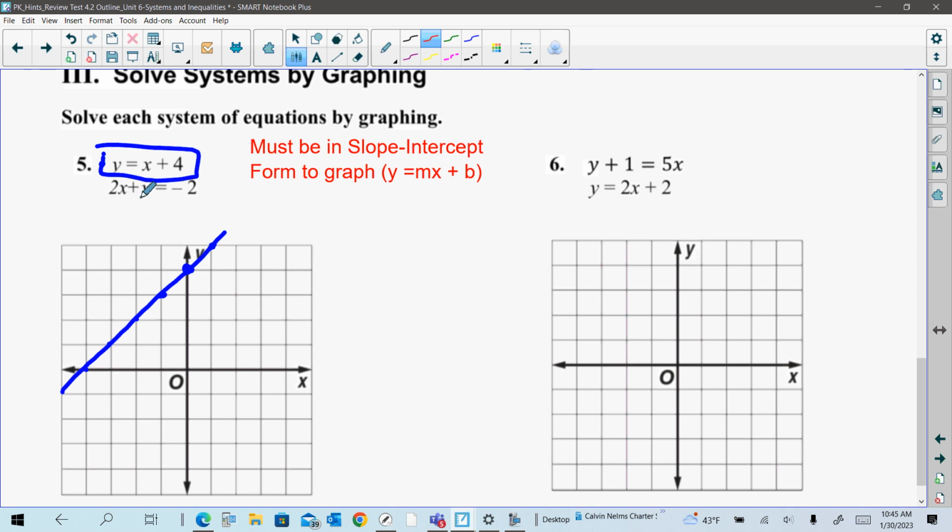Now for the second equation. Is this equation in slope-intercept form? Minus 2x. Y equals negative 2x minus 2. Good.